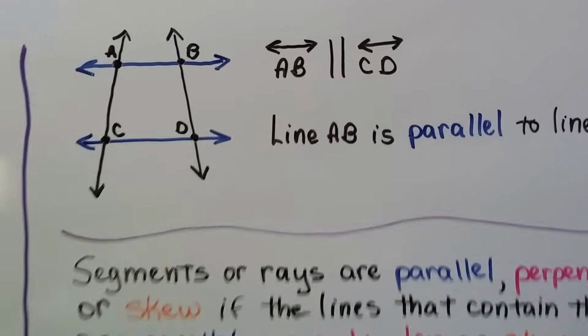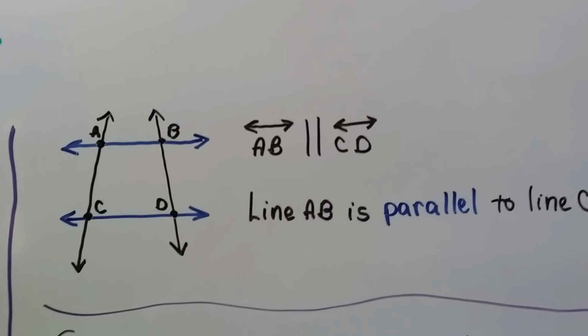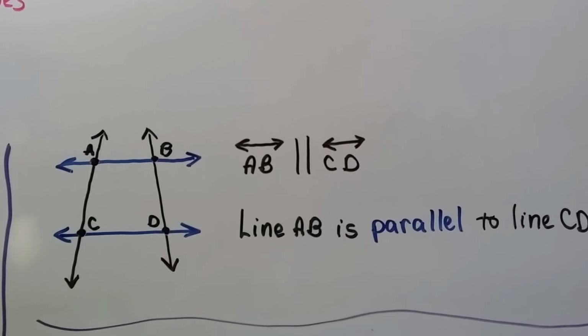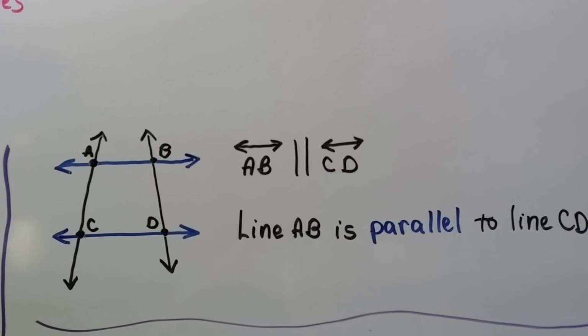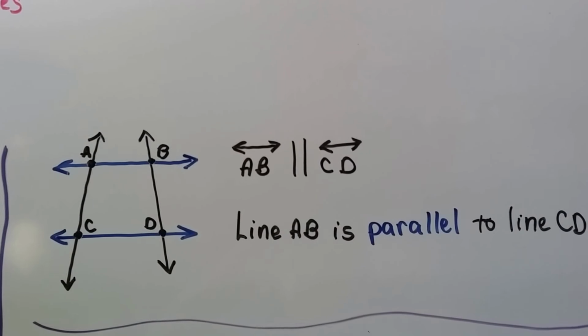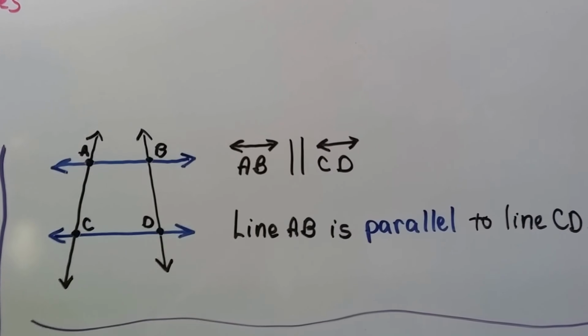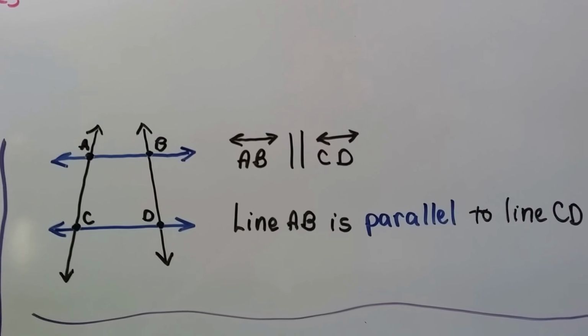In this drawing, line AB is parallel to line CD. So remember, when the arrows are pointing both ways, it means line. And when you just see a short little dash above the letters AB, that means it's a segment. So line AB is parallel to line CD. Okay?